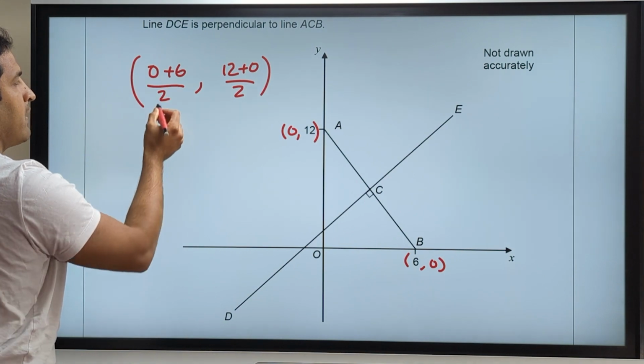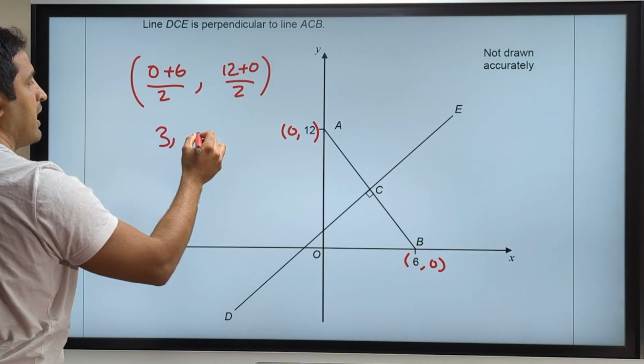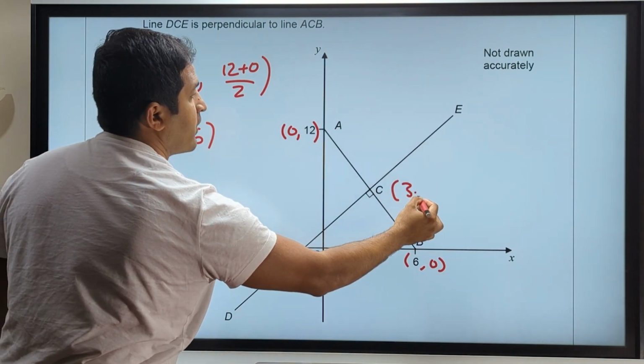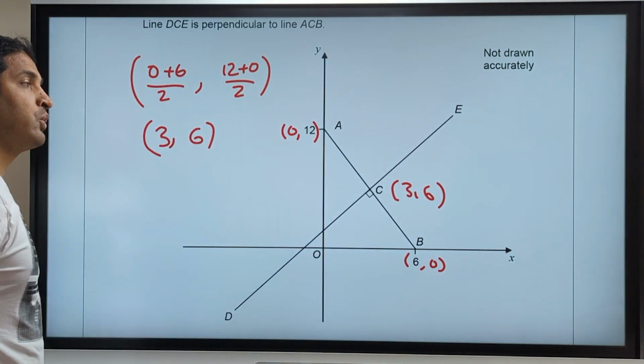So we know 6 divided by 2 is 3. 12 divided by 2 is 6. So that's the coordinates of C. 3, 6. That would be really crucial.